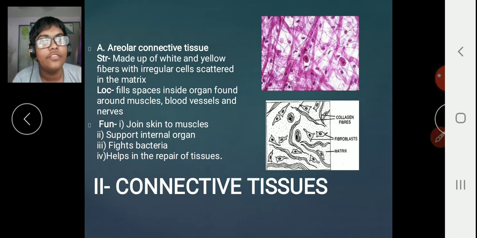Its function is to join the skin to muscle. We can understand from this itself that it's joining the skin to muscle, there is no gap between them. It is supporting the internal organs because it is not keeping any space there. Then it fights the bacteria, as it has yellow and white fibers, and it also helps in the repair of the tissues.